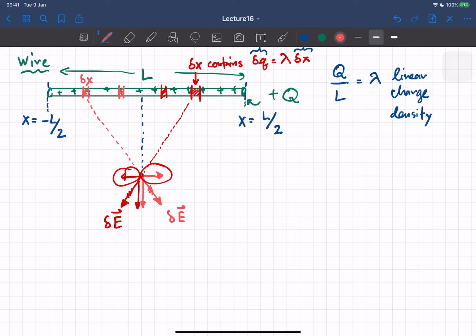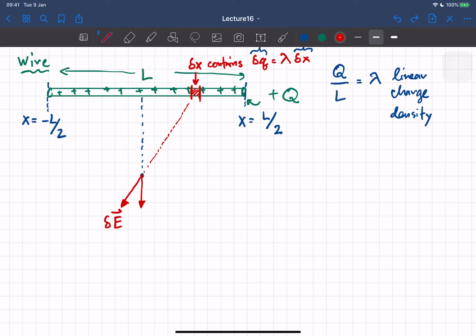Because of this, when we calculate the electric field, let's say we go back, we don't really need to consider the horizontal component because we know that it's going to cancel out anyway. So at this point it suffices to just look at the vertical component of this delta E here. The horizontal can cancel out, so we don't need to think about it.